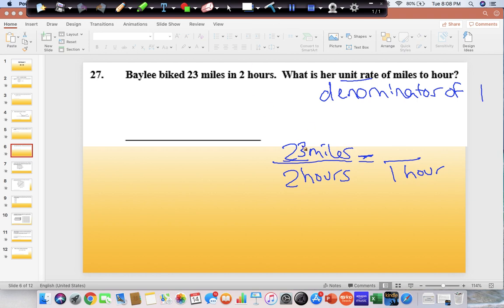So to do that, all we're doing is dividing the top by bottom. We can do this with a calculator because we are allowed to use a calculator on this section of the FSA packet. So 23 divided by 2 into your calculator, you should get 11.5 miles. So our answer would be 11.5 miles per hour.